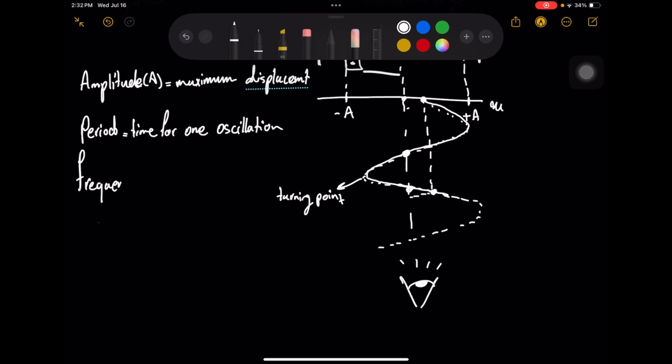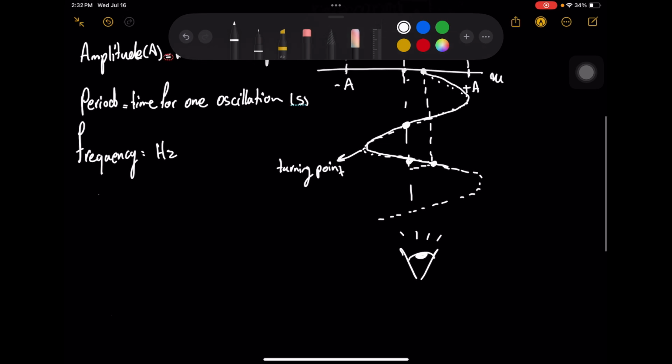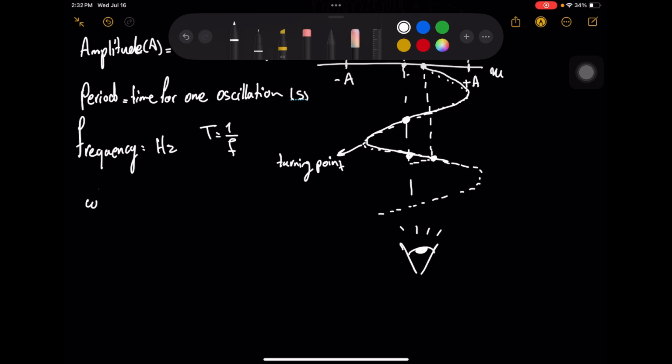Frequency is the inverse of the period, and it means the number of cycles per second. It is measured in hertz, while period is measured in time units, mostly seconds. Notice that the relation between them is T equals the inverse of f. We're going to talk about this more. Angular frequency, or omega, is related to frequency by omega equals 2 pi f, or to the period by 2 pi over T.